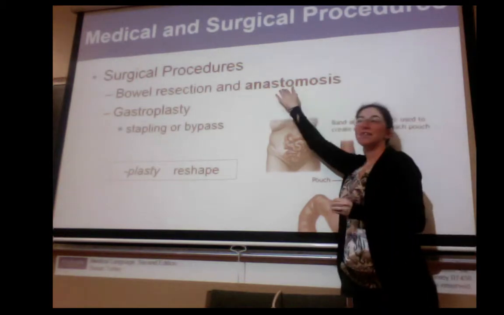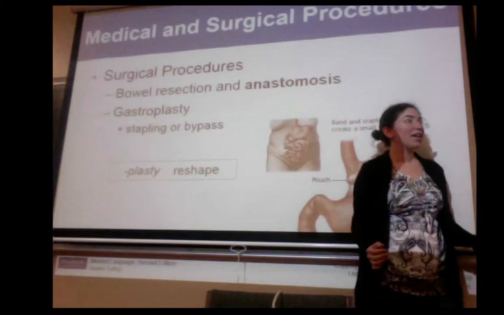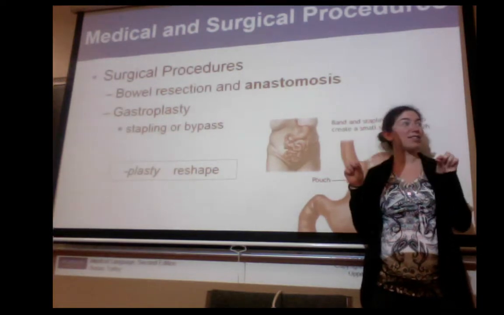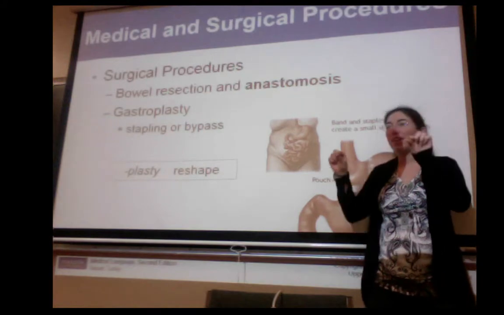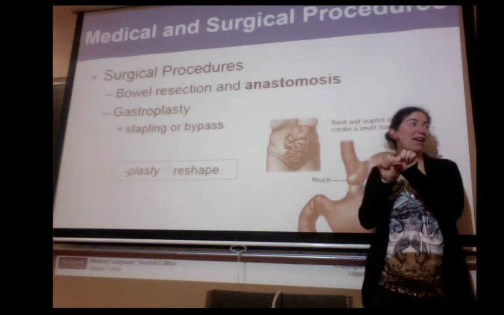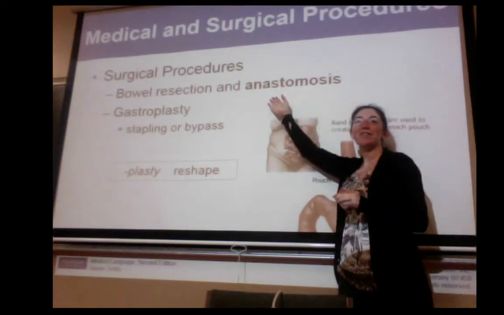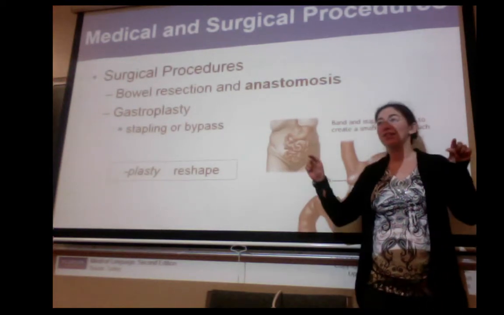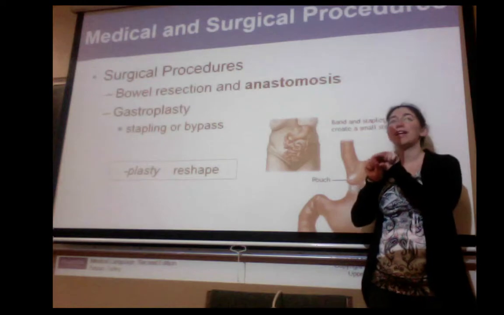You can have an anastomosis of blood vessels. If somebody has a vasectomy and their vas deferens is cut and then they want to reverse it, they would have an anastomosis of the vas deferens. So that term anastomosis, maybe you make a separate flashcard for it so you know that it means reconnecting two ends of a tube.